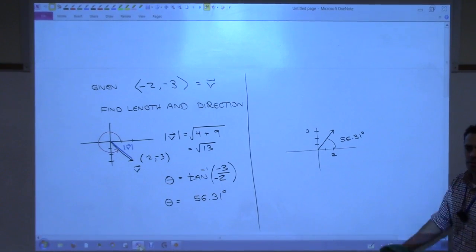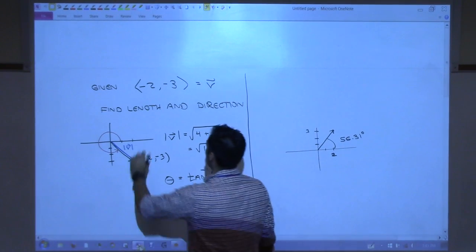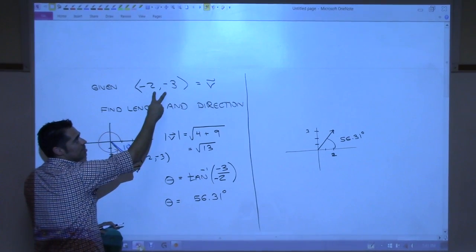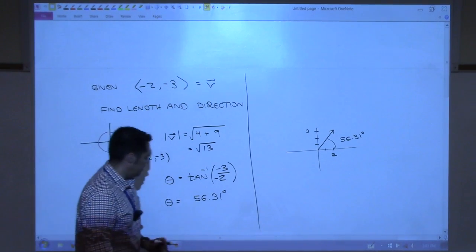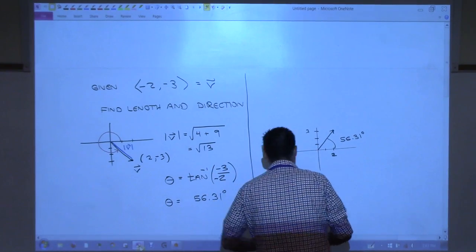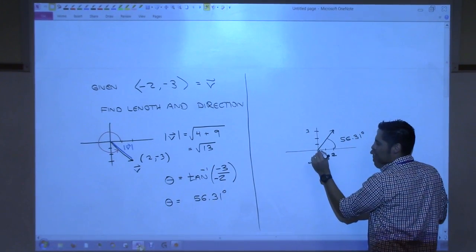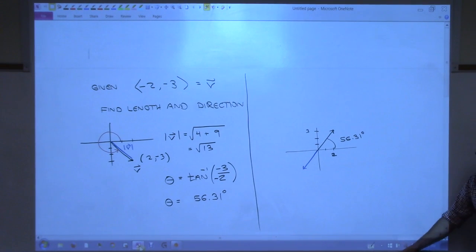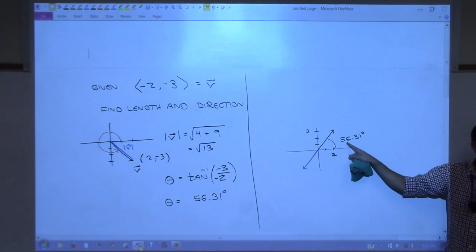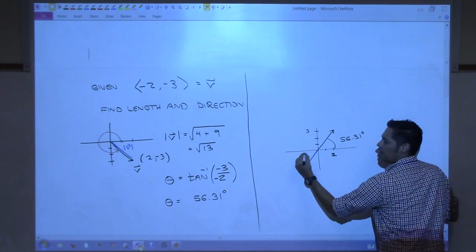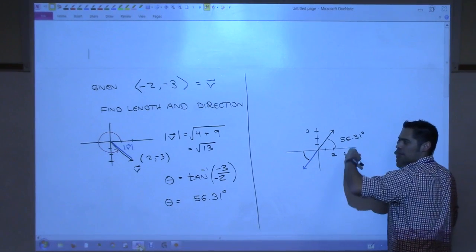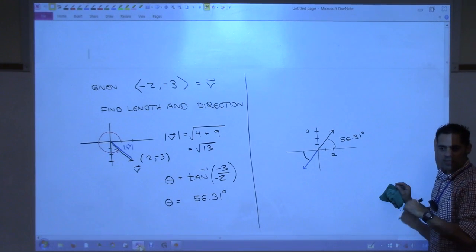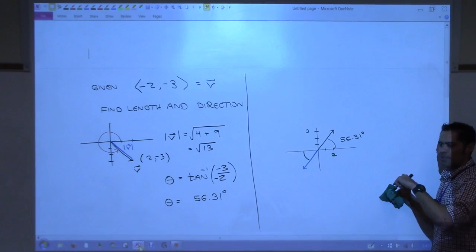But that's not where your vector lives, does it? Where does your vector live? In the third quadrant, right? You're actually pointed down here, aren't you? So this answer is actually the reference angle. It's this angle right here. So what do you need to get your angle? Add 180 to it.